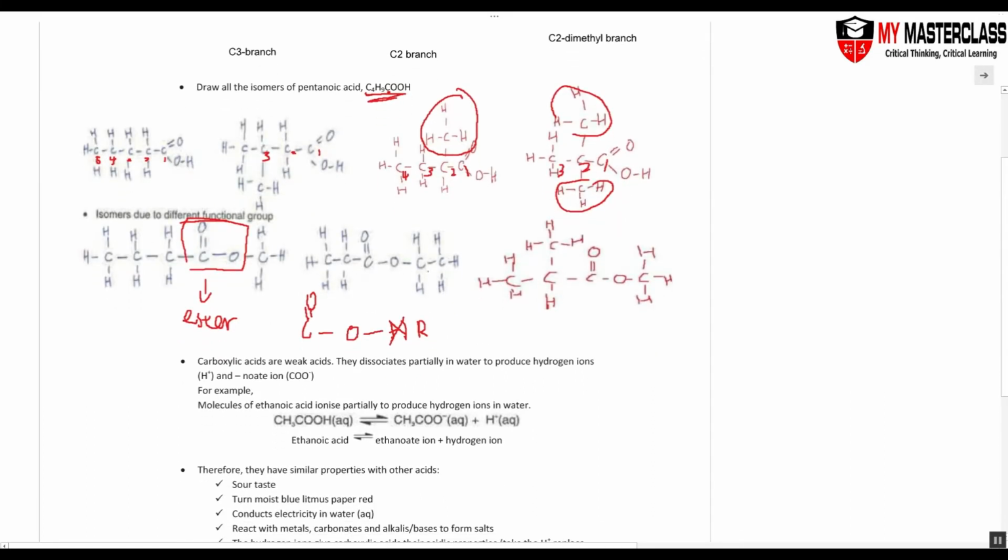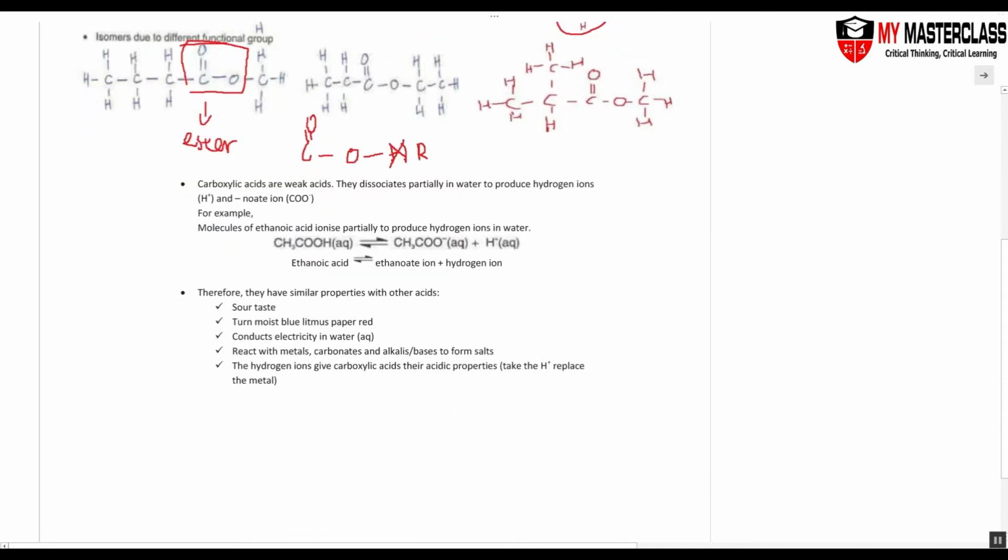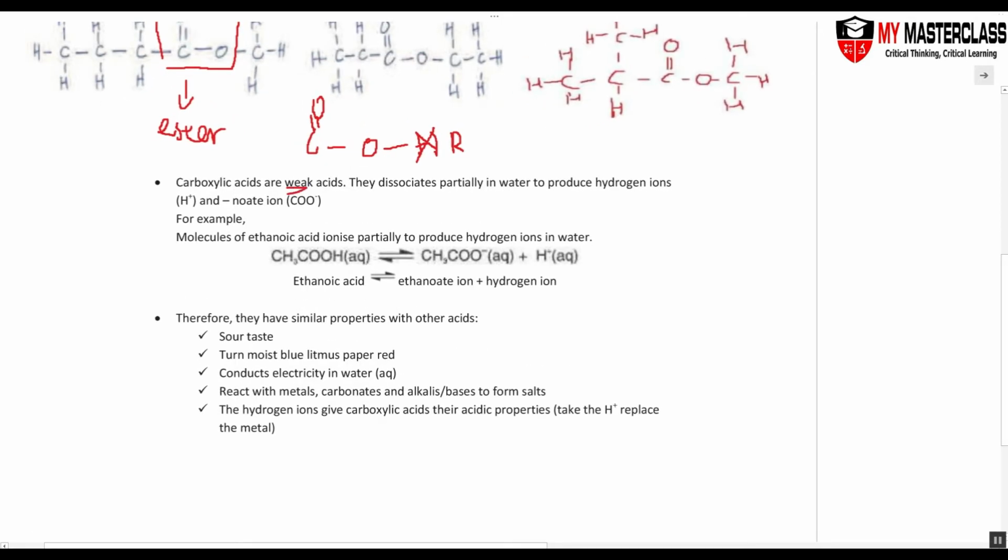Ester number 1, and then you branch, you move your ester to the second carbon. Move it to the third carbon with a branch and things like that. So you will get the different isomers of your esters. Okay, carboxylic acids, these are all weak acids. So strong acids dissociate completely in water to give H+. Carboxylic acid is a weak acid, it dissociates partially in water to give you H+ and the ethanoate ion.